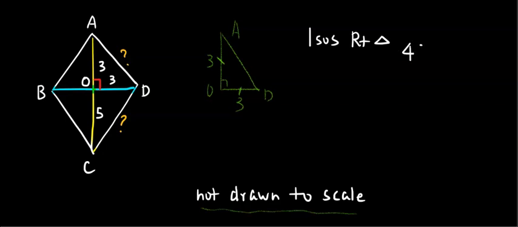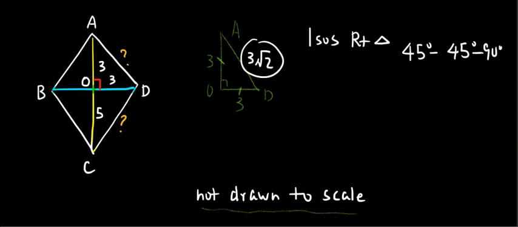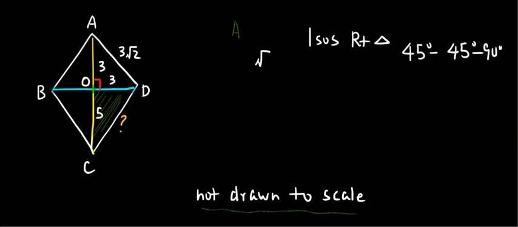I can use my special right triangle rule. Immediately find out AD is 3√2. Okay, of course, if you love to use the Pythagorean theorem, go ahead and use it, but this is much faster. Therefore, we can happily label it here. We found AD.